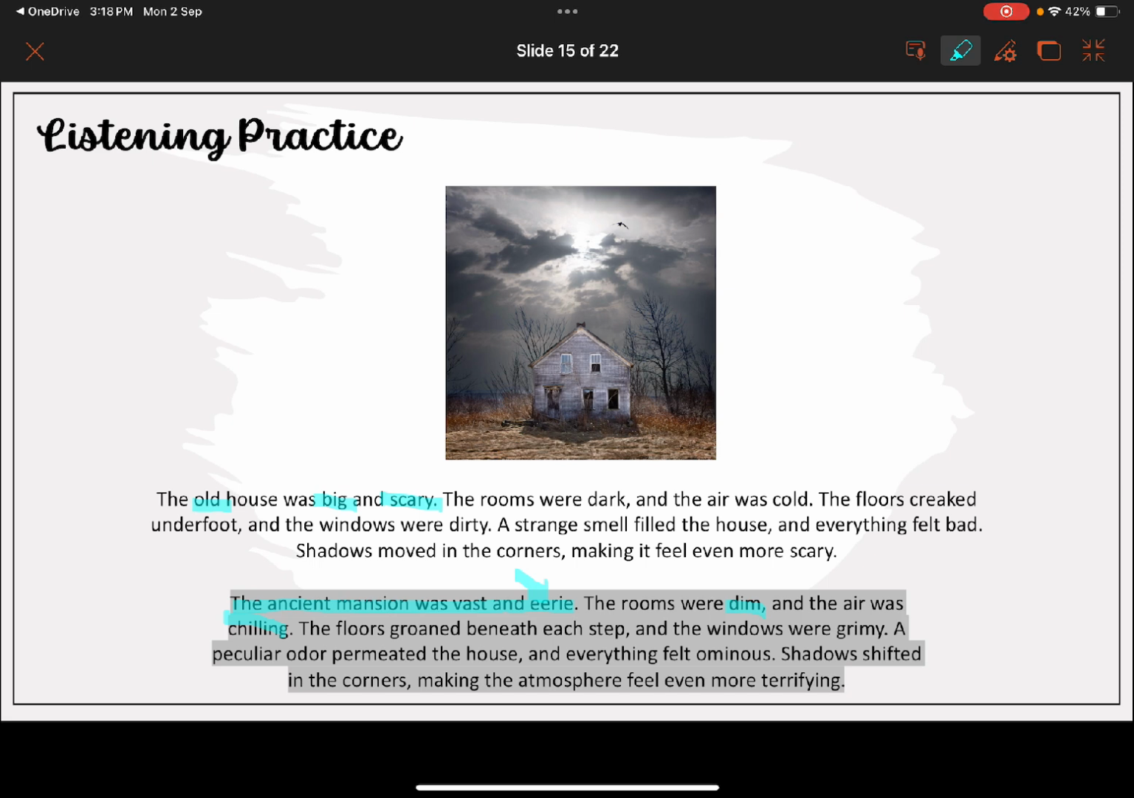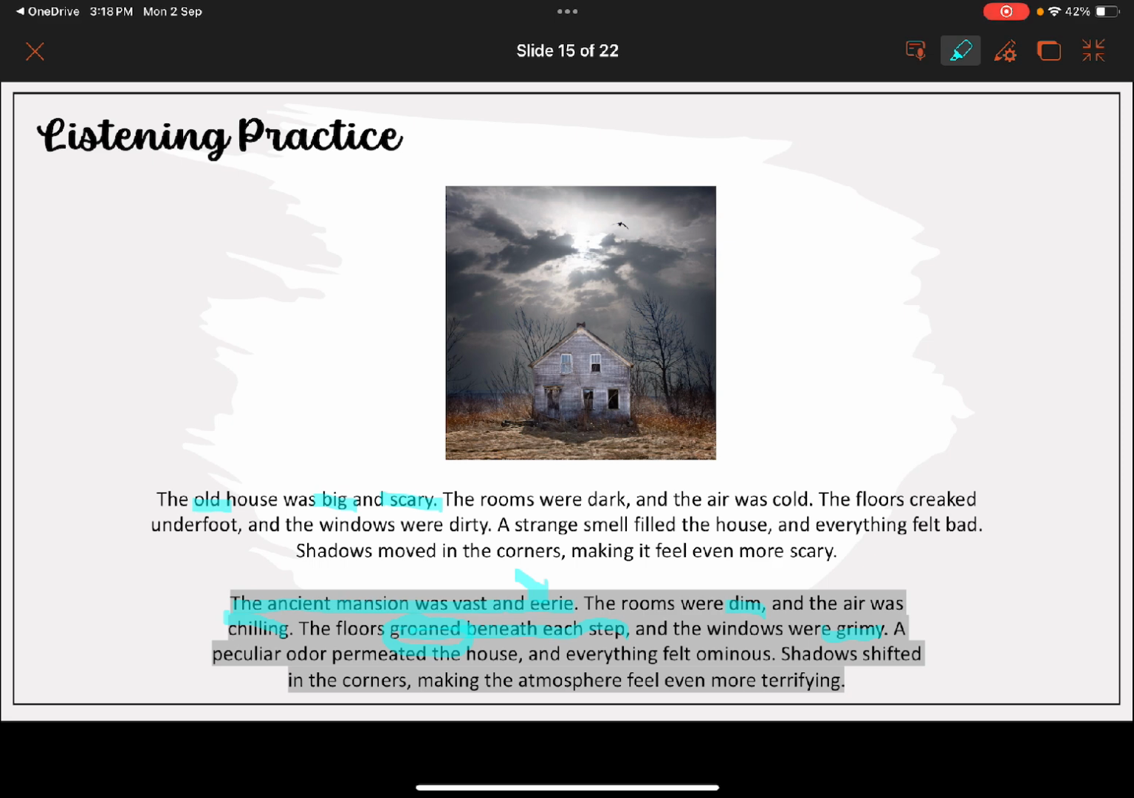The floors creaked underfoot and the windows were dirty. Version 2, the floors groaned beneath each step and the windows were grimy. Now what I've done here is, instead of saying the floors creaked underfoot, I've said the floors groaned. The skill I've used here is something called personification.